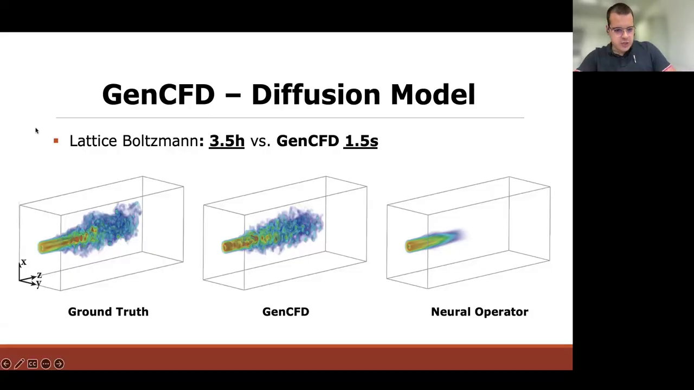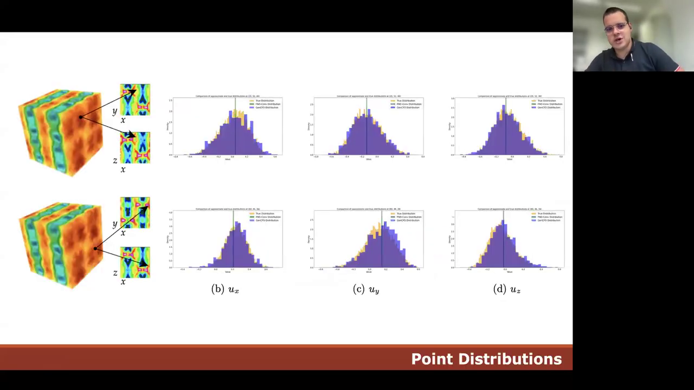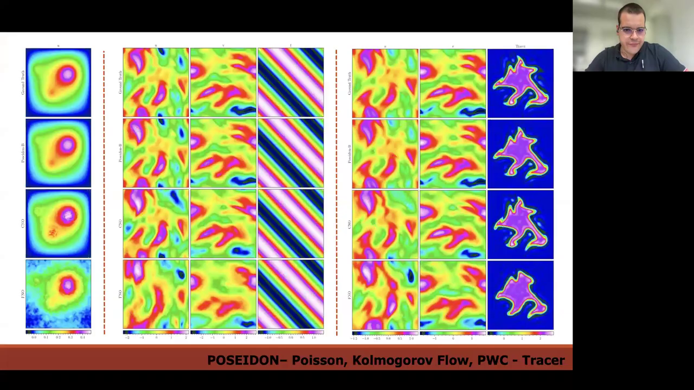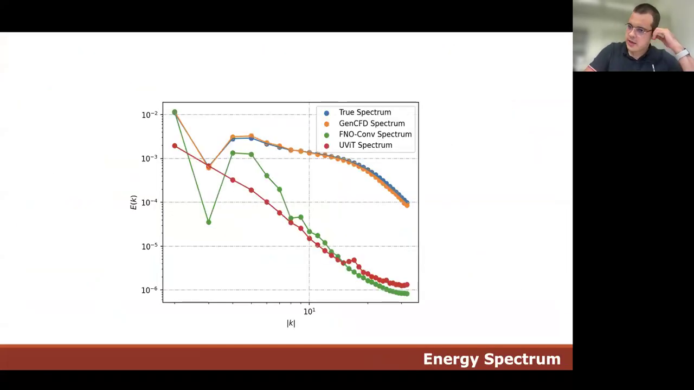And again, I showed here ground truth, GenCFD, and the neural operator in this case as well. You see that the neural operator collapses to the mean, while the generative diffusion model gets very accurate, visually accurate samples. And we also saw that it gets the accurate distributions.